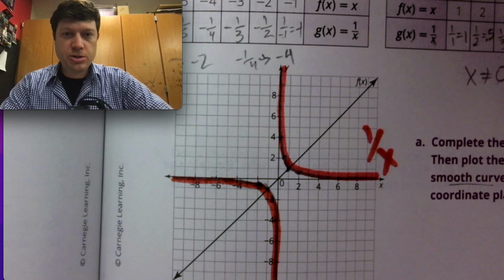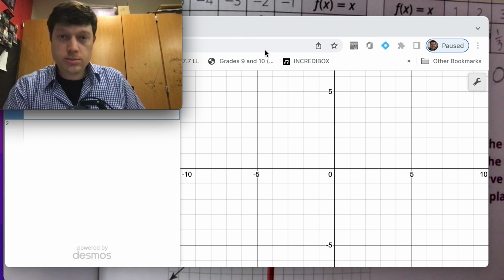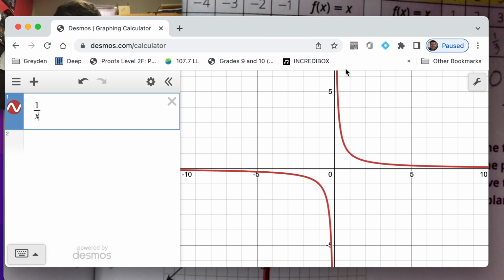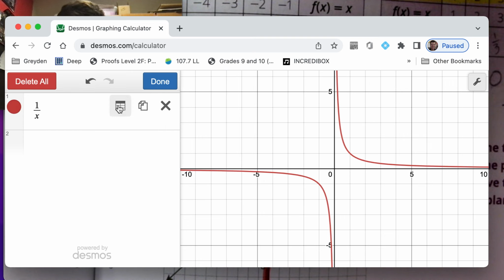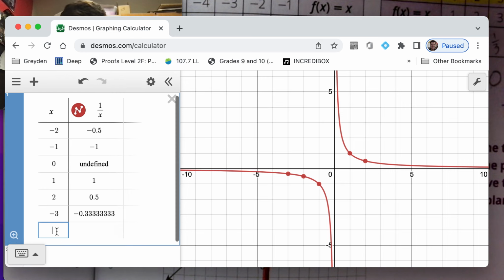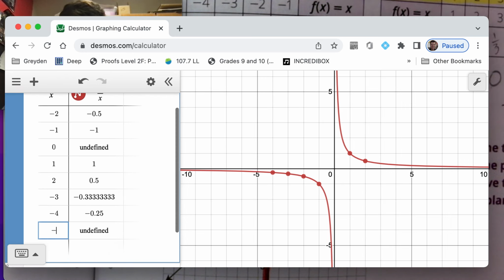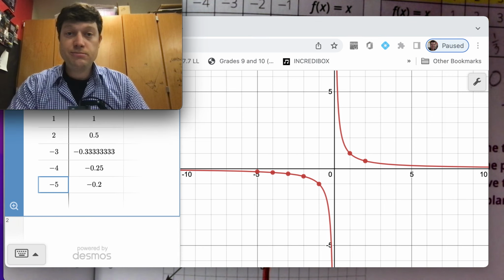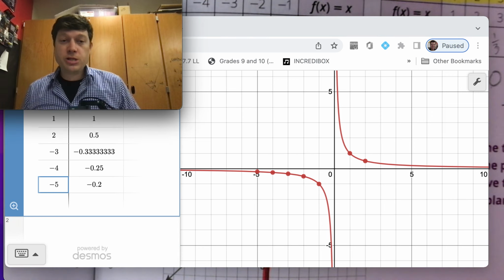Let's do some Desmos and just kind of lock it in. 1/x. There it is. There's our curve. In fact, if you hit the gear and then you click on table, you can see the points that we were plotting. And 0 gets undefined. We can go -3. We can go -4. We can go -5. We're allowed to use the negatives, but there it is. That's our picture of the reciprocal function.